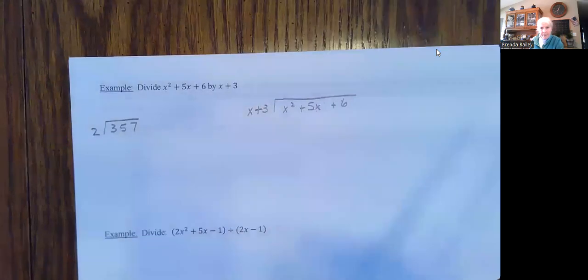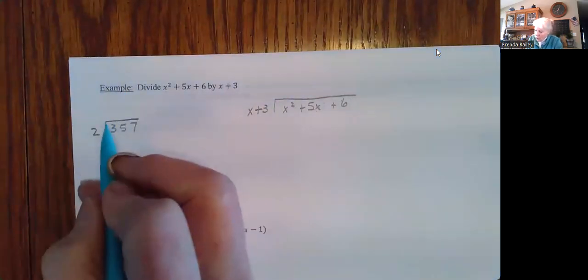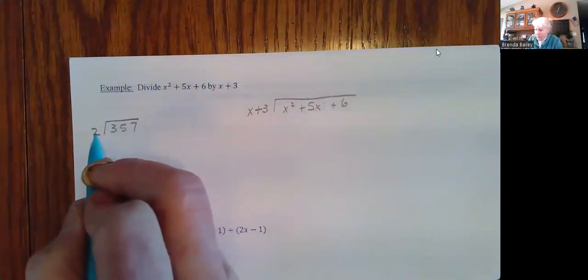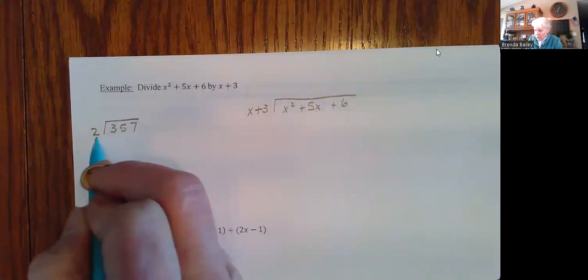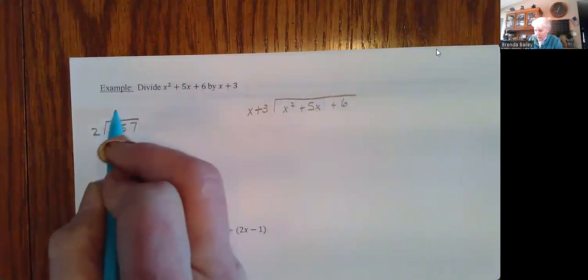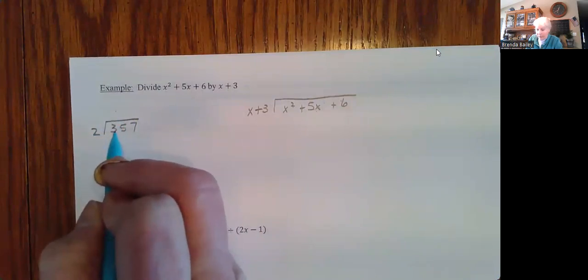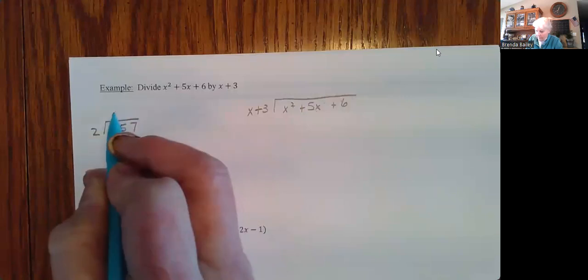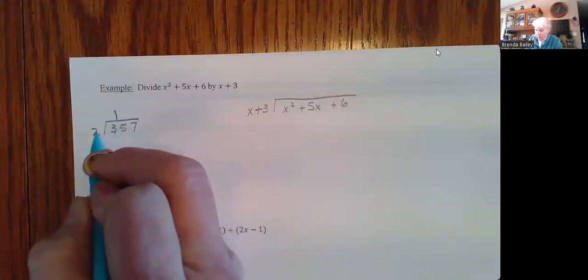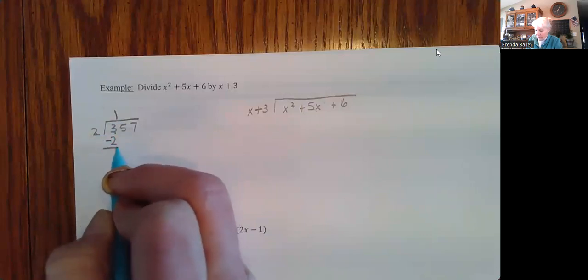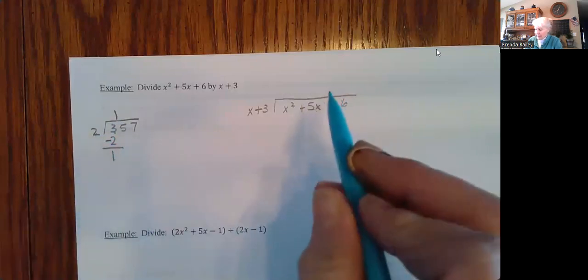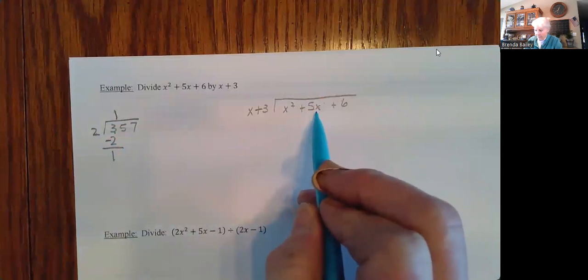Okay, now going back, you say, what times 2 gives me 3? And again, I'm not looking at the 5 and the 7. I'm just looking at the first term, 2. What times 2 gives me close to 3 without going over? Go 1. Then you multiply. 1 times 2 is 2, and you subtract. And we're going to be using that exact same process over here.